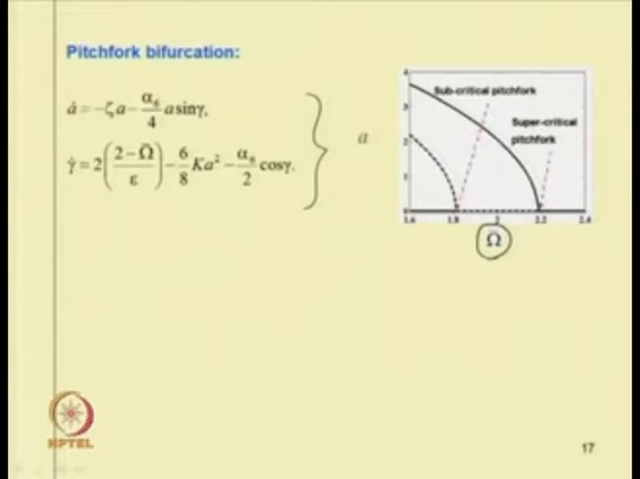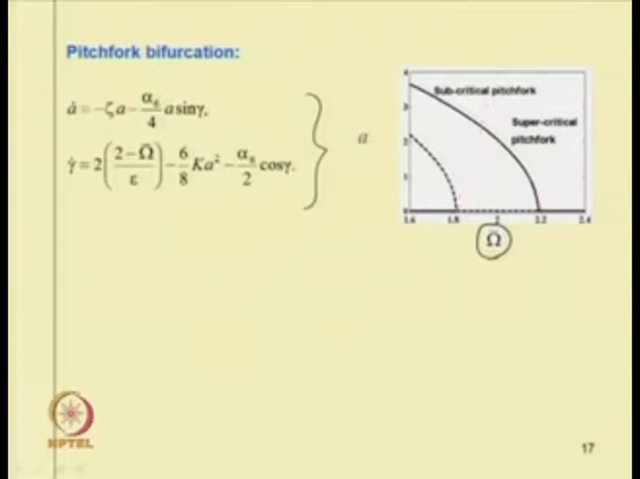So, due to the presence of this stable non-trivial and stable trivial branch, this bifurcation point is the supercritical pitchfork bifurcation point. And at this point, as we have a trivial unstable fixed point response, this bifurcation point is a subcritical pitchfork bifurcation.